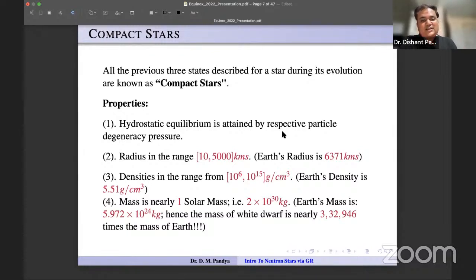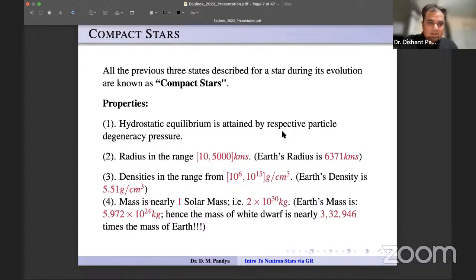So even if you consider the largest radius of such stars, it will be less than the Earth's radius. Earth's radius is 6,371 kilometers, but the largest star in this category of compact stars might have a radius around 5,000 kilometers. So that is the largest star. And usually we are just going with the lower bound, that is 10 to 12 kilometers in radius.